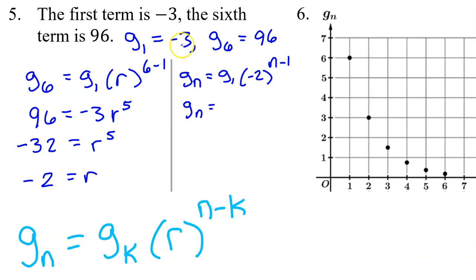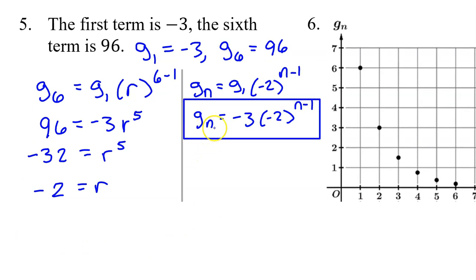But G1 is -3, so this is really -3 times -2 to the n minus 1 power. This is the equation for the geometric sequence. We can now use this equation to find the 8th term, G8. So this will be -3 times -2 to the 8 minus 1 power, which will be to the 7th power.